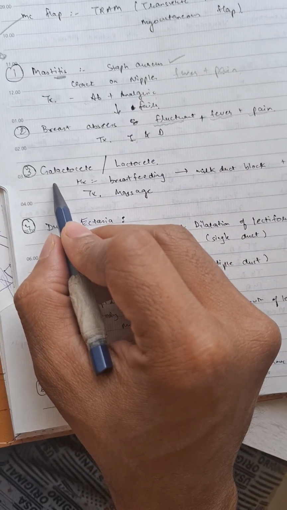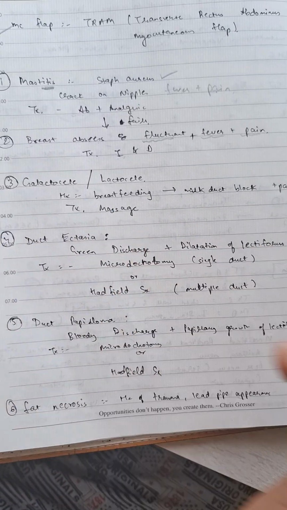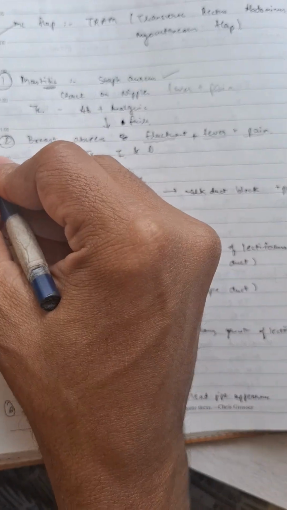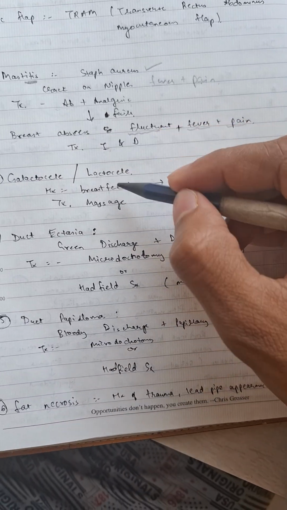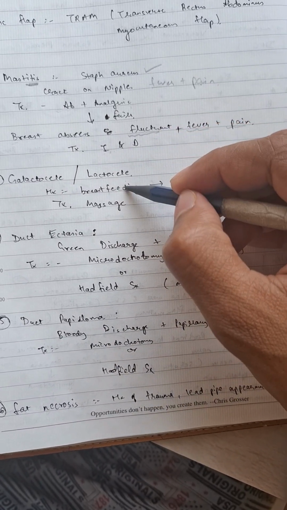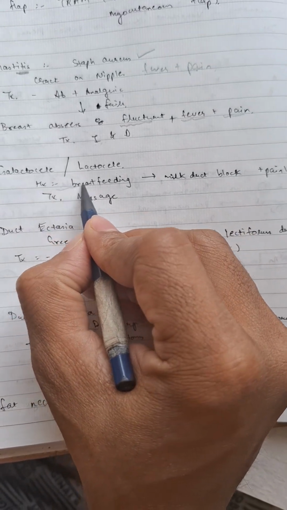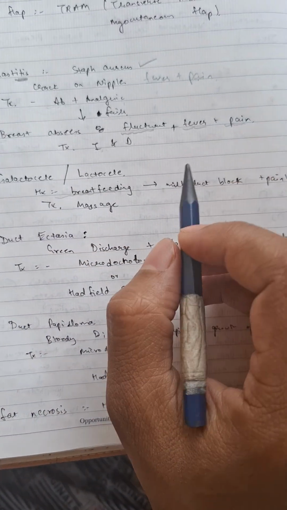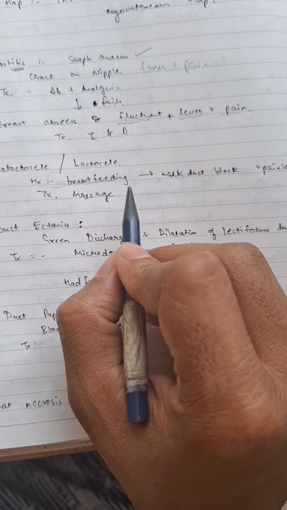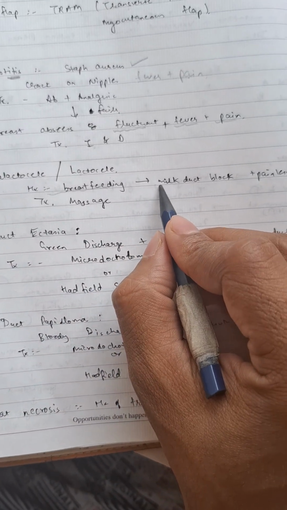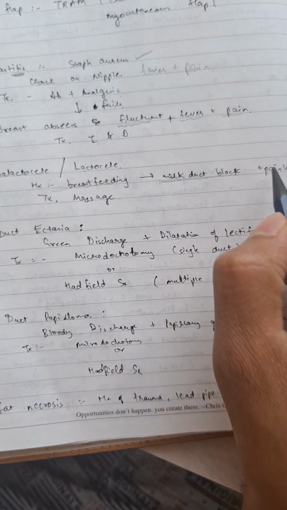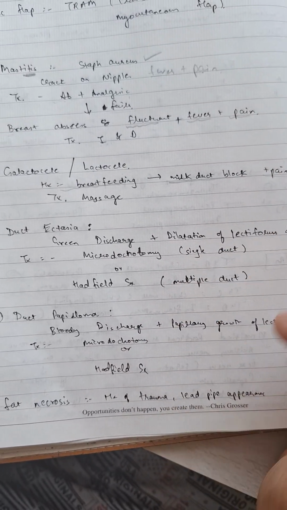Now the third is galactocele, which is also called as lactocele. This question was asked. Also the breast abscess was asked. See, these both are very similar, but there is a difference. In galactocele, the patient has history of breastfeeding, okay, but there is no pain, there is no fever, and the only problem is the milk duct has been blocked and it is painless, the baby is not able to feed.